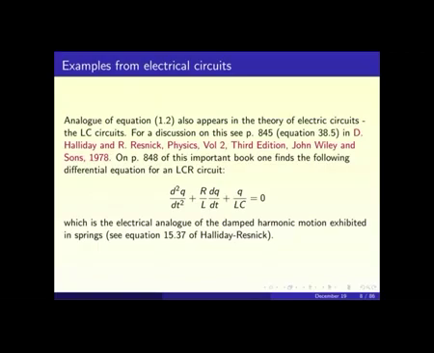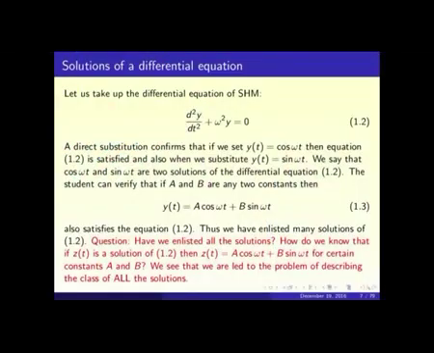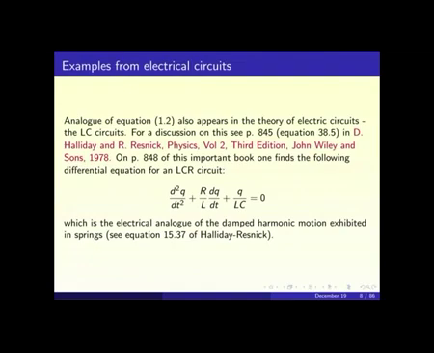1 upon LC is a positive constant. So you can call it omega squared. So you see d2q by dt squared plus omega squared q equal to 0. But isn't that the same as 1.2? 1.2 reads d2y by dt squared plus omega squared y equal to 0. So you see that the LC circuits that you encounter in electrical circuit theory are the electrical analog of the mechanical system of a simple harmonic motion. So the differential equation is very similar.